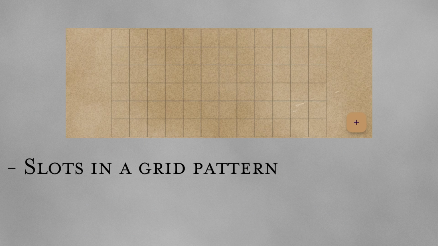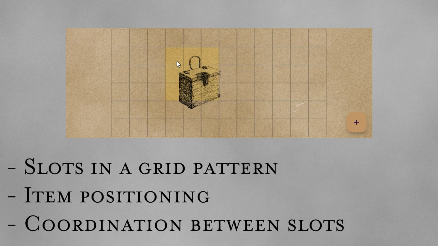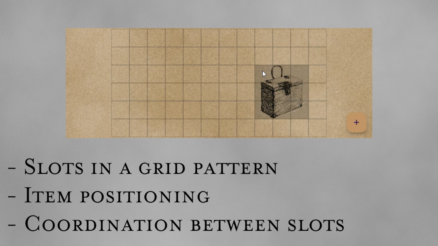We need a bunch of slots, all with their own color, laid out in a grid pattern, obviously. The item needs to know where on the grid it is, and it needs to be positioned correctly. The slots need to be able to talk to each other, changing in unison as an item is dragged over the grid. It's probably best to start with the app state.